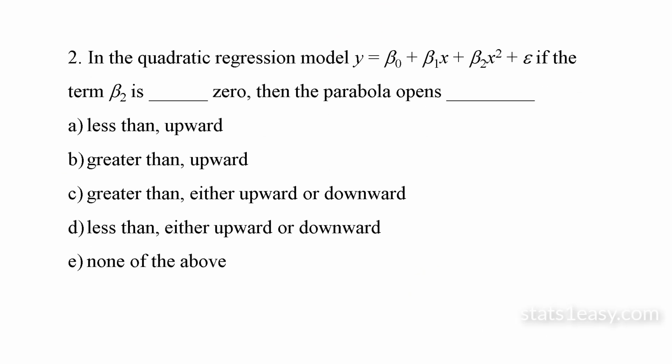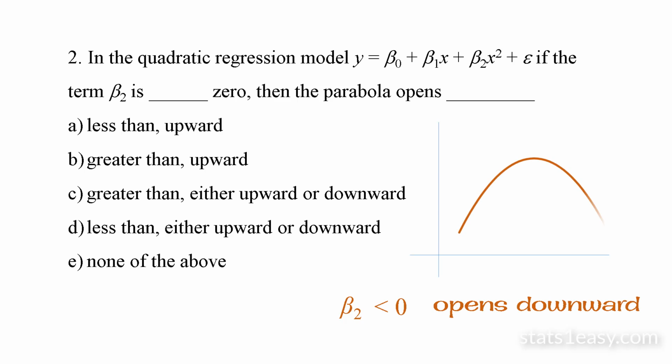In the quadratic regression model, we want to know what happens when the sign on beta 2 is greater than 0 or less than 0. Now, beta 2 is what determines the direction that the parabola opens. So if the sign of beta 2 is less than 0, the parabola will open downwards. So A is incorrect because it says if beta 2 is less than 0, the parabola will open upward.